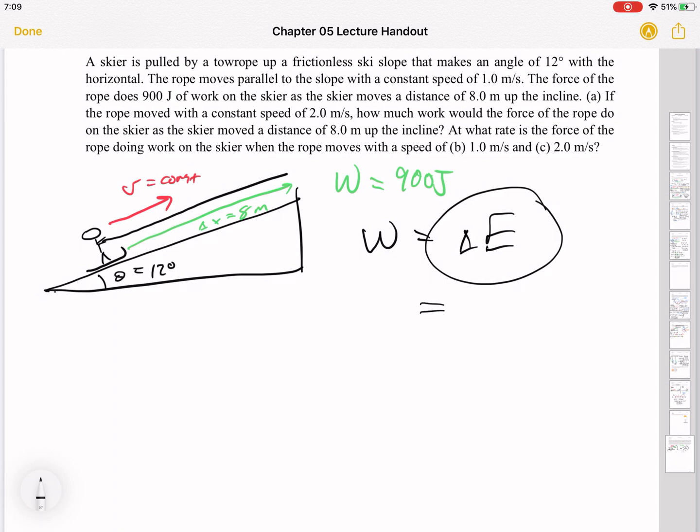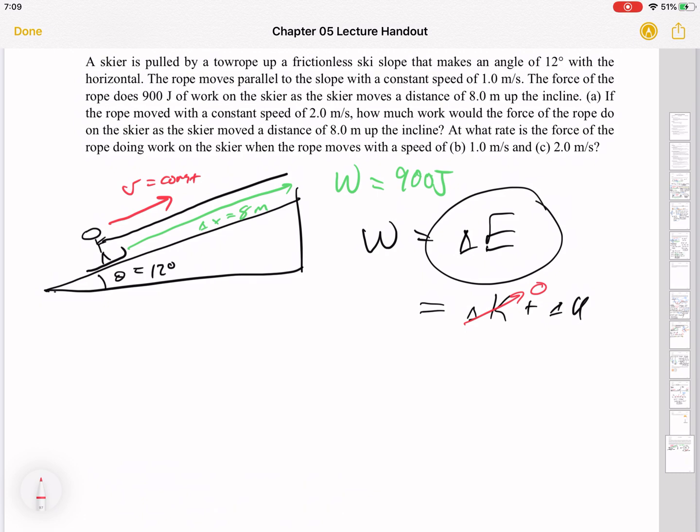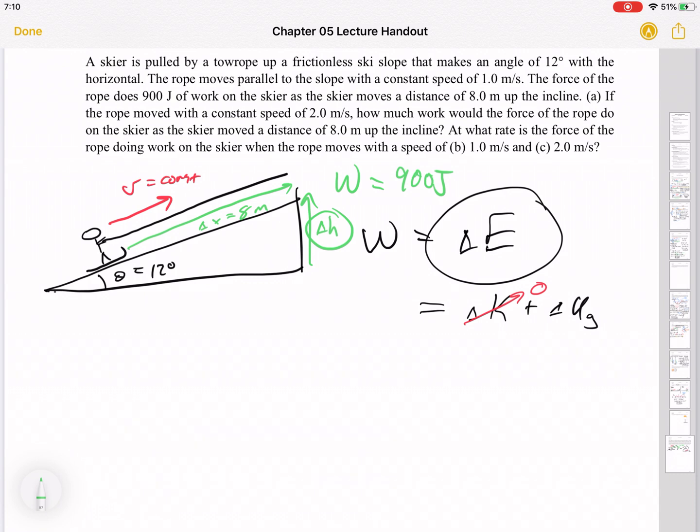So if I write delta E as delta K plus delta U, delta K is 0 because the speed's not changing. So that leaves delta U. What kind of potential is changing here? Well, it's gravitational, because you're moving up this incline. And no matter how fast you're going up this slope, the change in height, let's call it delta H, is the same. So delta H is the same for 1 meter per second and 2 meters per second.